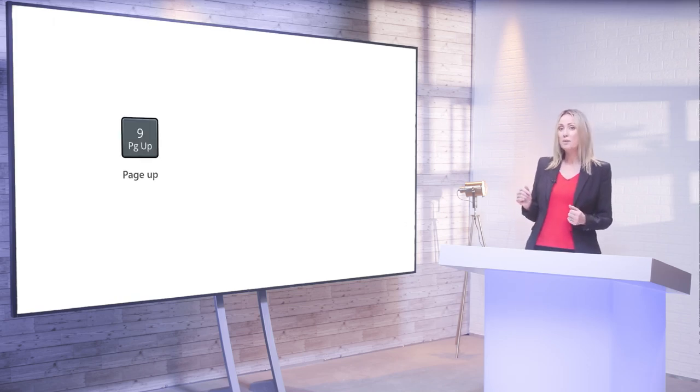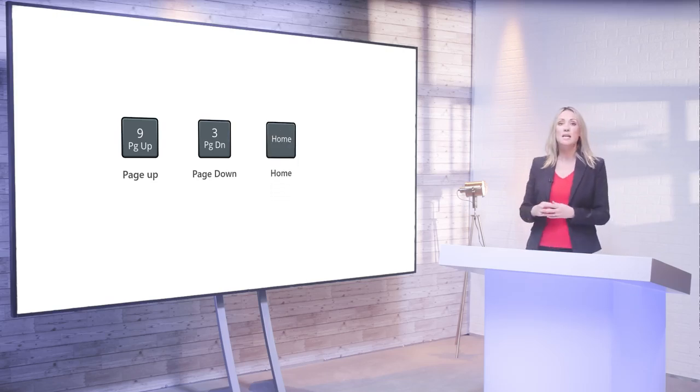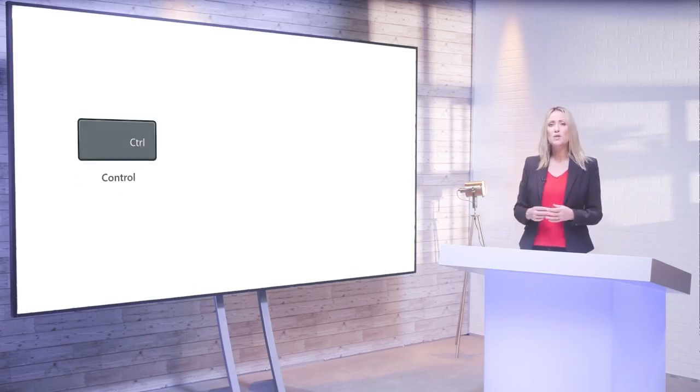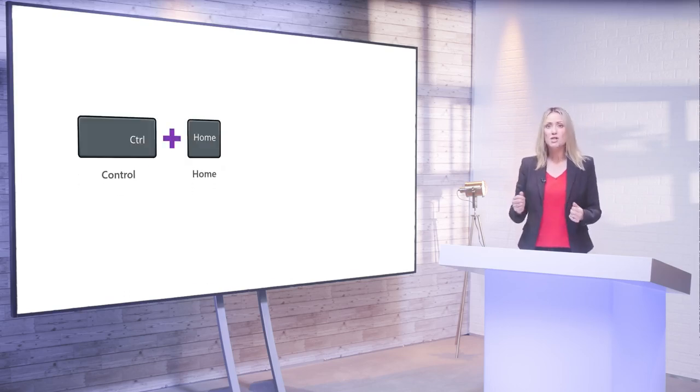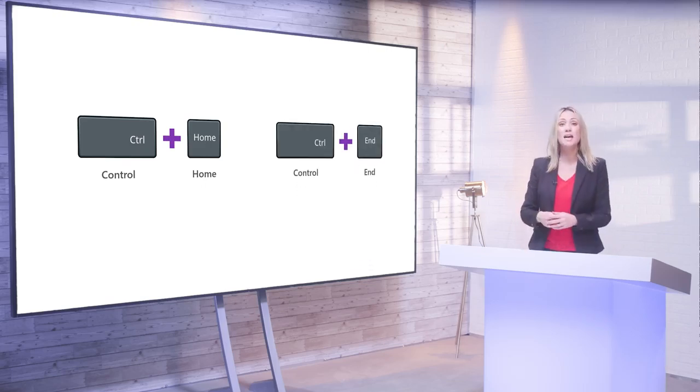Page Up goes up one page. Page Down goes down one page. Home goes to the beginning of a line. And End goes to the end of a line. You can also use the Control key with the Home key to go to the very beginning of a document, or use the Control and End keys to go to the very end.